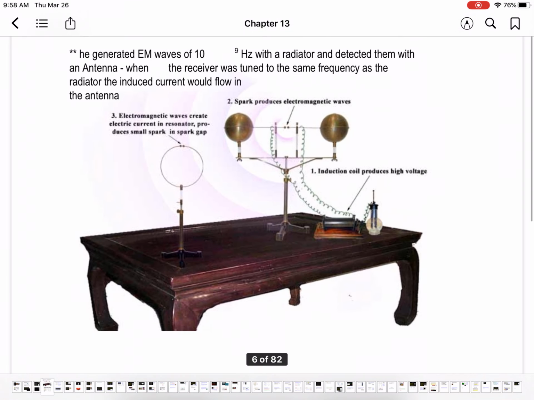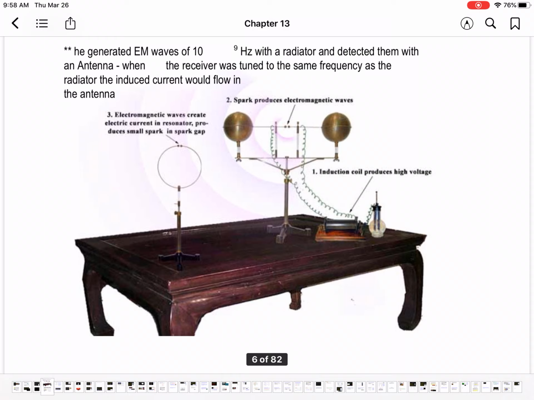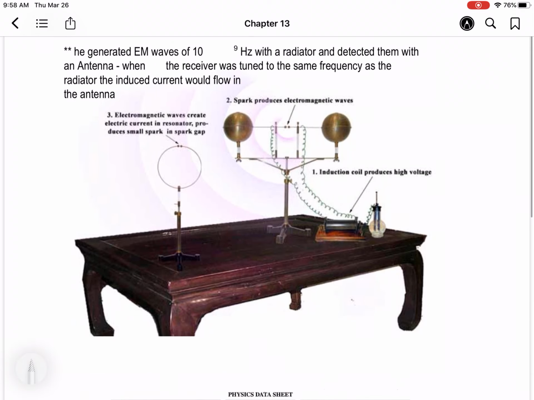So this is kind of what his setup looked like. 10 to the 9 hertz, where hertz is how many times per second. So 10 to the 9 times per second, which is really, really high. Detecting them with an antenna. Since he had a relatively low frequency compared to other things, he had long wavelengths. And so this is his setup. He had a coil to produce a high voltage, and then it would basically produce sparks, and then it would create electromagnetic waves. These waves would then be picked up by this antenna.